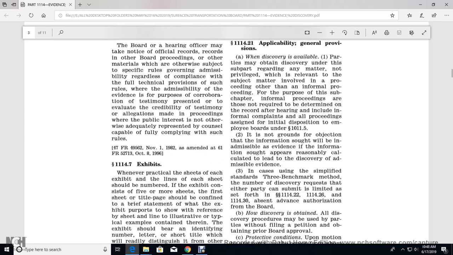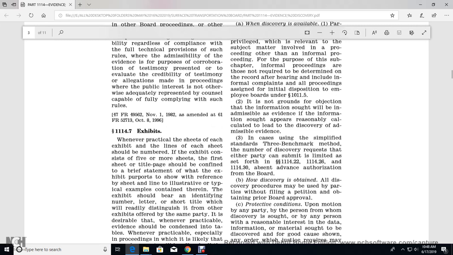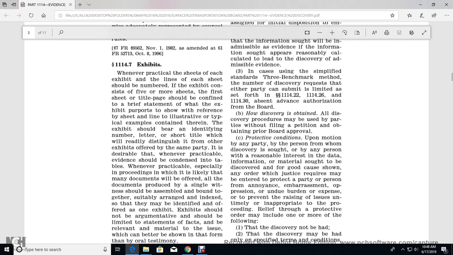In a case using the simplified standard of the three benchmark method, the number of discovery requests that either party can submit is limited and set forth in 11.14.22, 11.14.26, and 11.14.30. Absent advance authorization of the board, all discovery procedures may be used by the parties without filing a petition and without prior board approval.